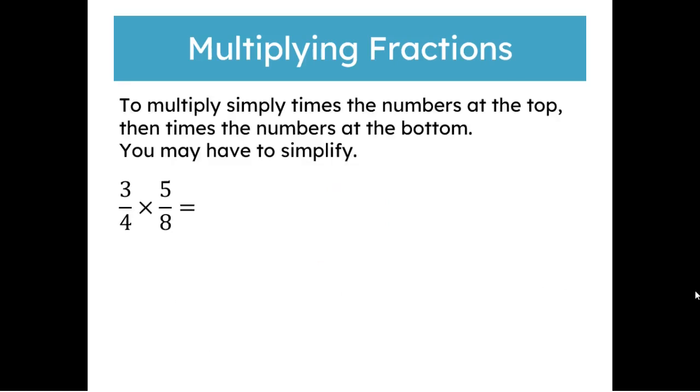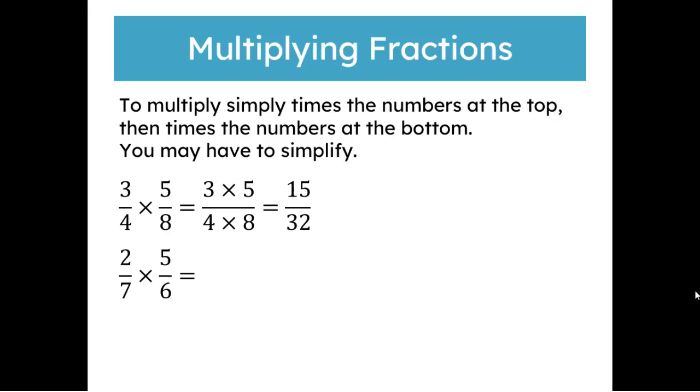So to multiply, we simply times the numbers at the top and times the numbers at the bottom. And you may have to simplify the answer. So 3/4 times 5/8 is 3 times 5 over 4 times 8. 3 5s are 15 and 4 8s are 32. It's 15 over 32.